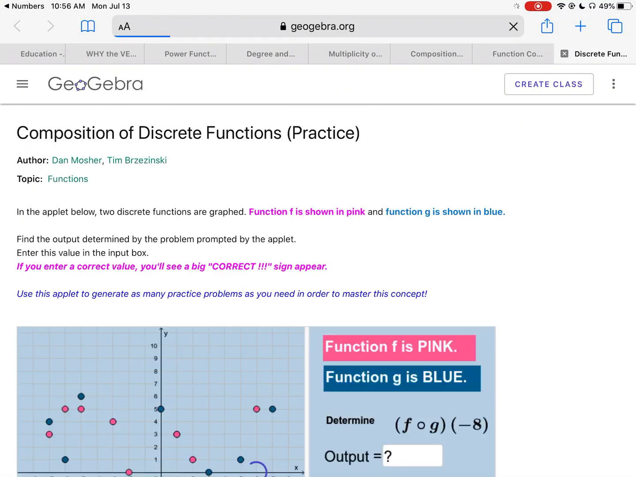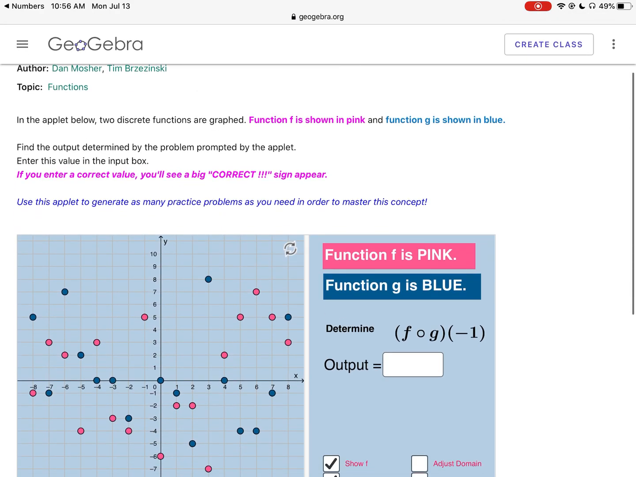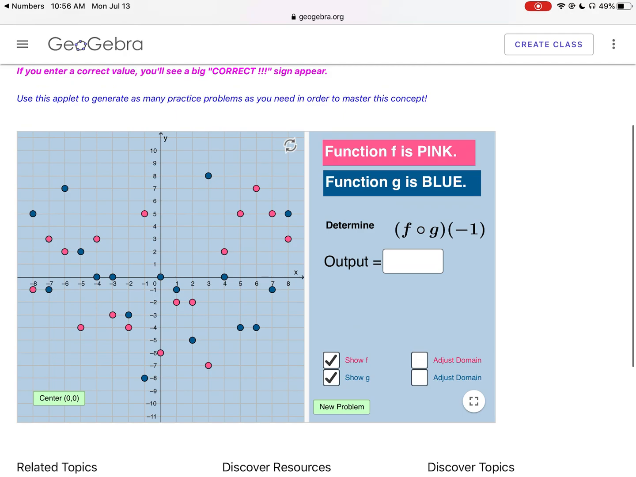And I want you to open this up yourself. I'm going to do one example with you to make sure we understand how this works, and then you're going to use it to practice, okay? So here, instead of listing out the points for each function, they've graphed the points of each function, okay? The pink points represent function f, and the blue points represent function g.